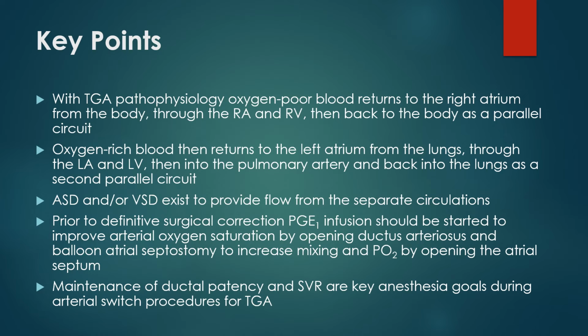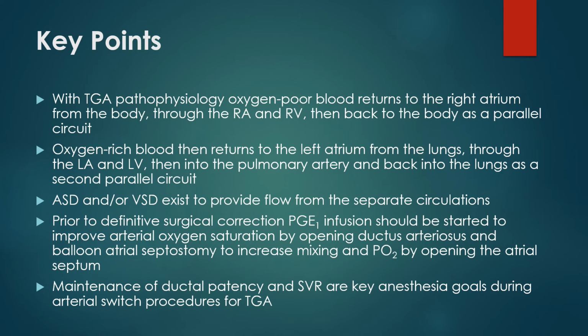So you have to have an ASD and/or a VSD or a PDA or foramen ovale, whatever connection you've got between the two circulations, or else you've got no oxygenation occurring. Prior to definitive surgical correction, prostaglandin infusion should be started to improve arterial oxygenation. And balloon atrial septostomy may be done as well to increase mixing and PO2 by opening an atrial septum. So improving flow between those two parallel circulations.